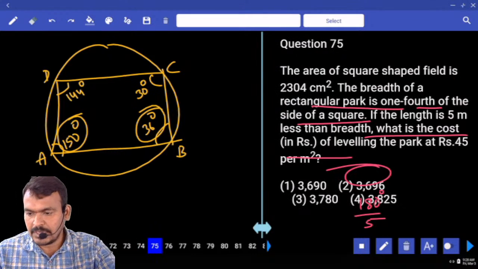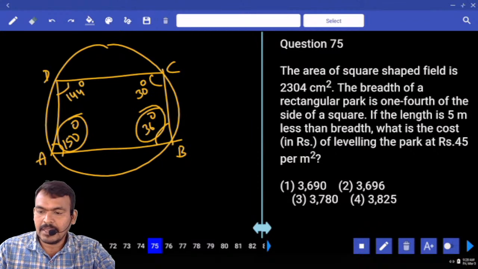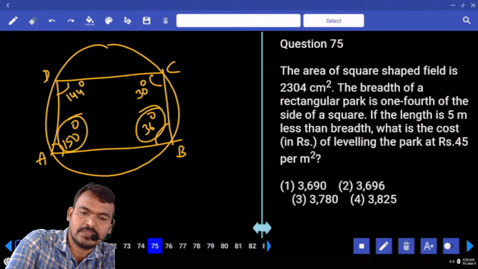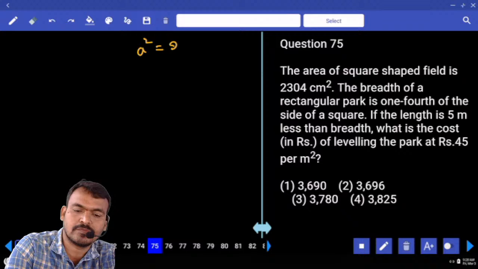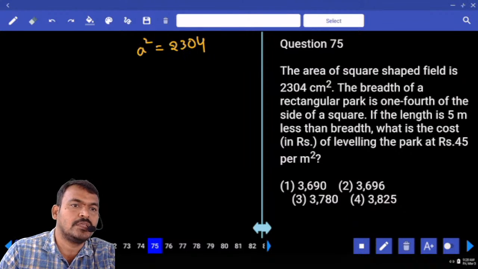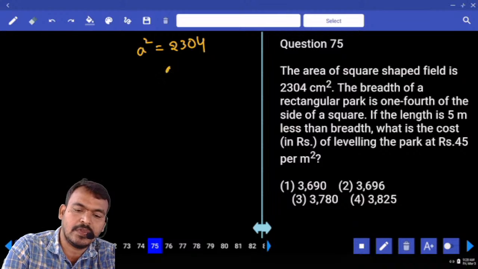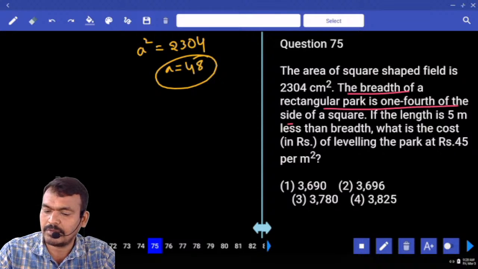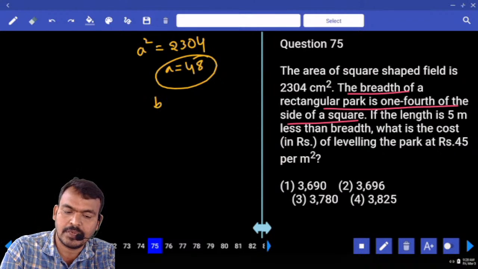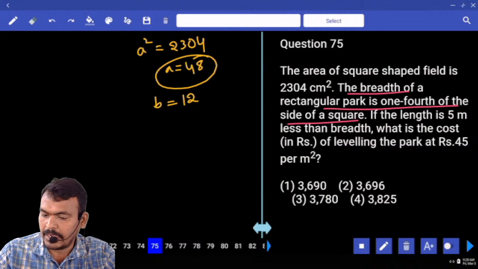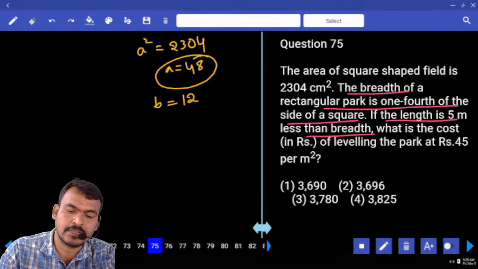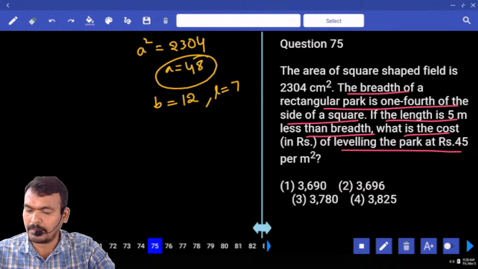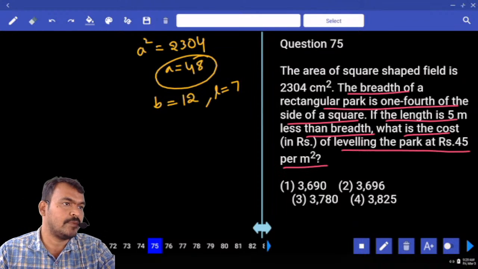Next, question number 75. The area of a square shaped field is how much? 2304 centimeter square. Means area of a square means a square or not? A square equal to how much? 2304. It is which one square? 48 square. A equal to how much? 48 or not? The breadth of a rectangular park is 1/4 of which one? Side of a square. Means B equal to how much? 12. And length is 5 centimeters less than which one? Breadth. Then length is how much? 7. What is the question here? What is the cost of leveling the park at the rate of 45 rupees per meter square?